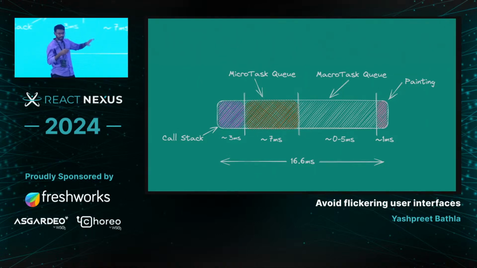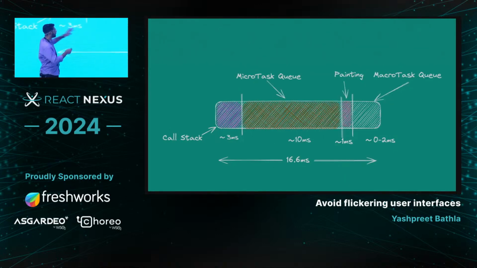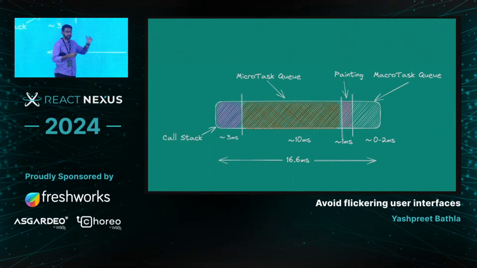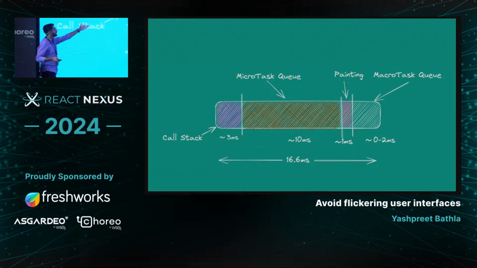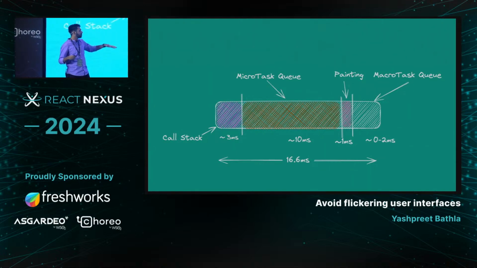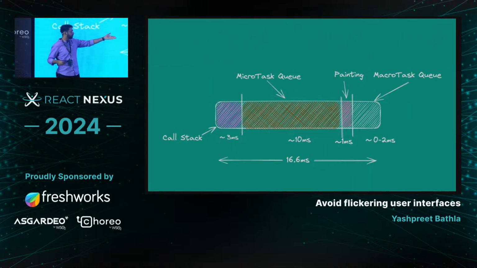So sometimes, seeing a fear of losing the frame rate, it actually paints before the macrotask queue. So it changes the order, and if you try reloading in your code, you can actually see this pattern of painting happening before the macrotask queue or after the macrotask queue, right? So this call stack might take this time. Now the microtask queue is taking 10 milliseconds, so it's almost 13 milliseconds now.